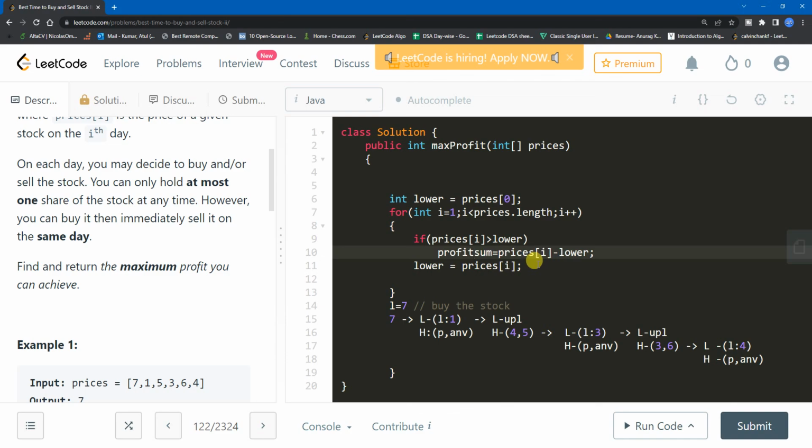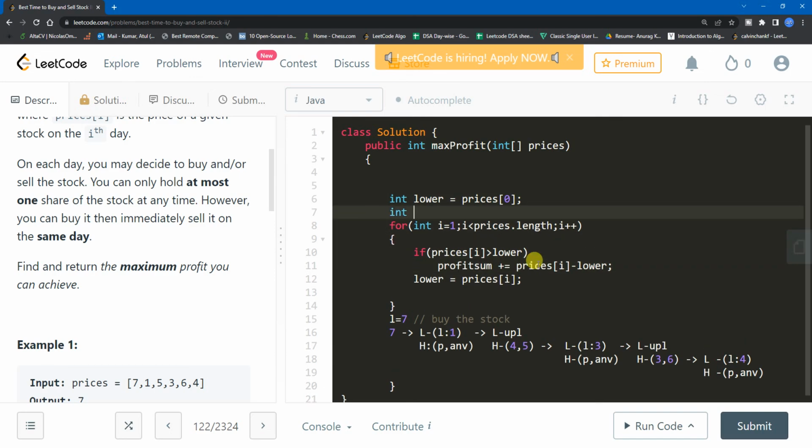Okay, profit sum, and just write it this way: profit sum plus equals prices of i minus lower, and store it in the variable profit sum, since you just have to calculate the profit. Okay, so the initial value is 0.